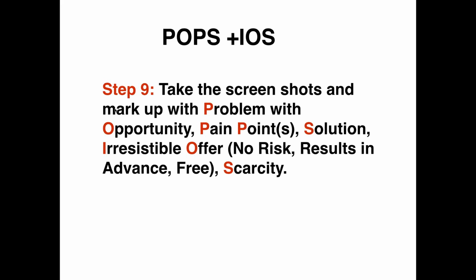And an irresistible offer could be something that is no risk, results in advance, free, or it might have a scarcity factor. So that's what I mean when I say the POPs plus the IOS is problem with an opportunity, pain points, solution, irresistible offer, which means no risk, results in advance, or something that's free, and then, of course, scarcity, which is your fear factor.